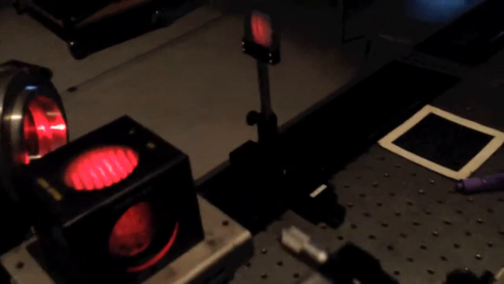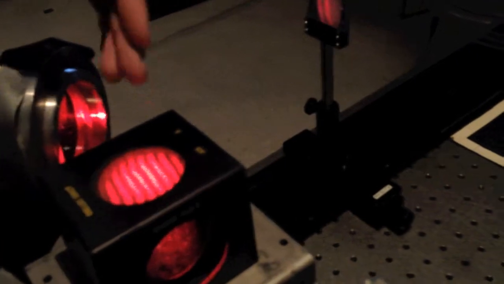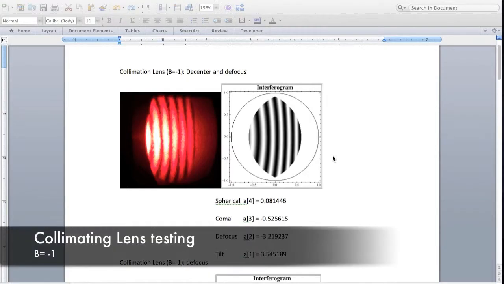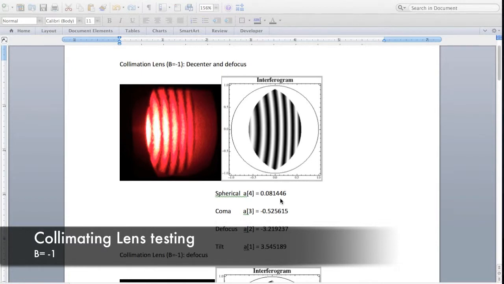So as we translate the stage in and out of focus, we can see that our lines move off from this horizontal line. And with our zero wedge, we see that we have a zero, our null fringe, and then as we move it out, we'll gain fringes. With a shape factor of -1 with decenter and defocus, we got this interferogram. Once analyzed, we got these results.